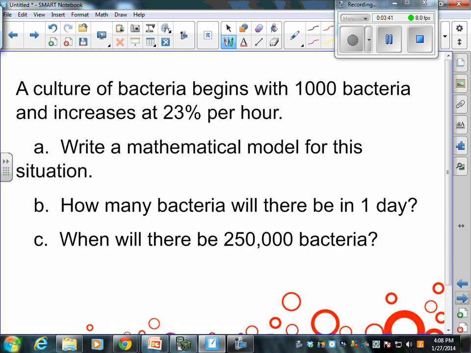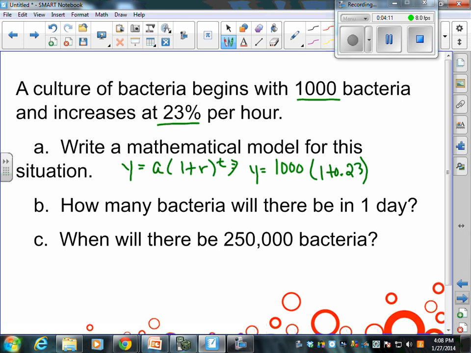So let's move on to another problem. This time we've got a culture of bacteria. It begins with 1,000 bacteria, and it's increasing 23% per hour. So A says that we are to write a mathematical model. Since we are increasing, we want to use a times 1 plus r to the t. So in this case, we had 1,000 bacteria to start with, 1 plus my rate of increase would be 23%, which would be 0.23, to the t. So we could write our equation as 1,000 times 1.23 to the t.